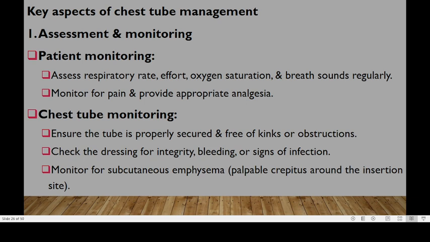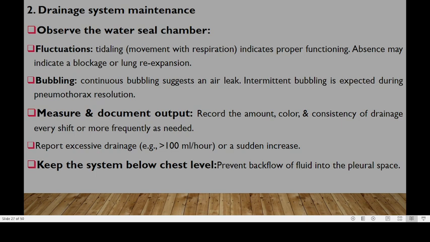For chest tube monitoring, you ensure that the tube is properly secured and free of kinks or obstructions. You check the dressing for integrity, bleeding, and signs of infection. And you monitor for subcutaneous emphysema. In that case, the patient could present with palpable crepitus around the insertion site. For the drainage system maintenance, you need to observe the water seal chamber.